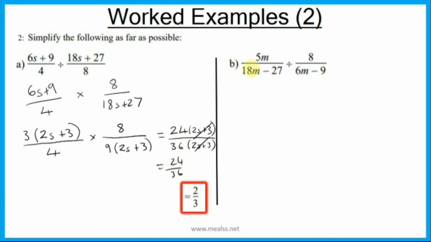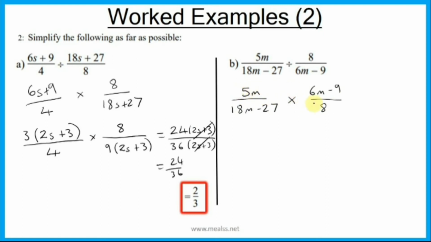Let's have a go at the second one. So 5m over 18m minus 27. This one changes, so let's flip it. 6m minus 9 over 8. Change the sign to multiply, and then we have to factorize what we can.